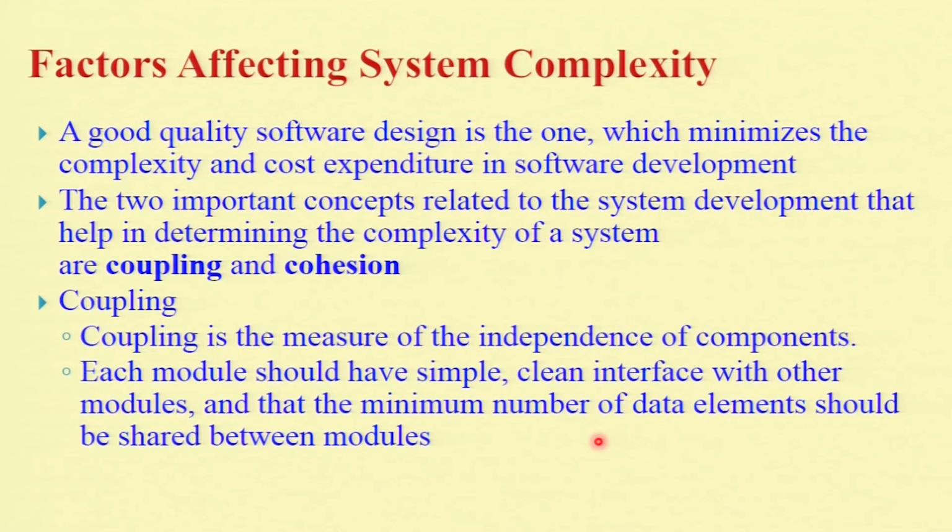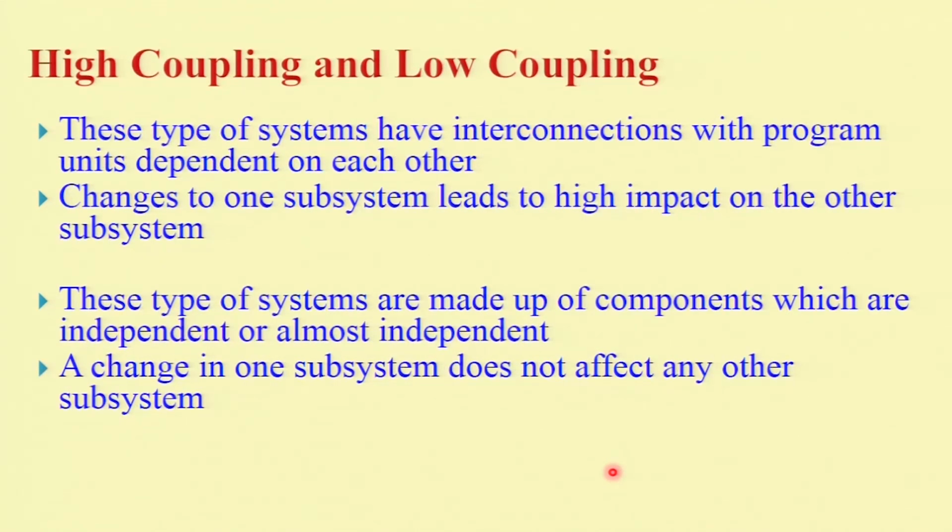Then let us see the factors affecting system complexity. A good quality software design is one which minimizes the complexity and cost expenditure in software development. There are two important factors of system complexity. One is coupling, the other one is cohesion. Coupling is the measure of the independence of components. Each module should have a simple, clean interface with other modules, and the minimum number of data elements should be shared between modules. Then coupling is divided into two types.